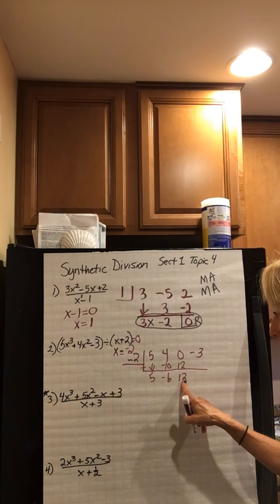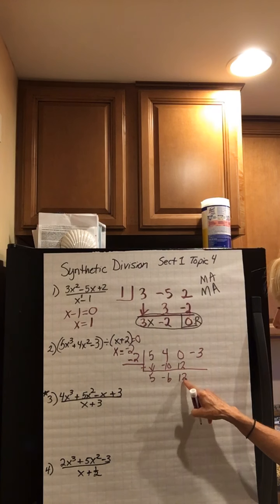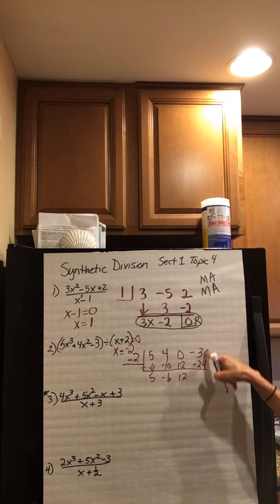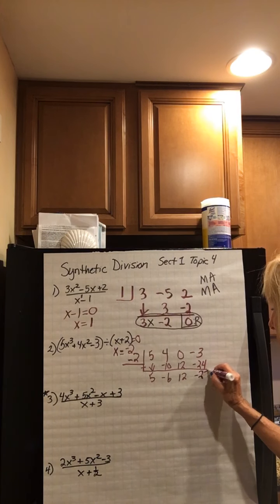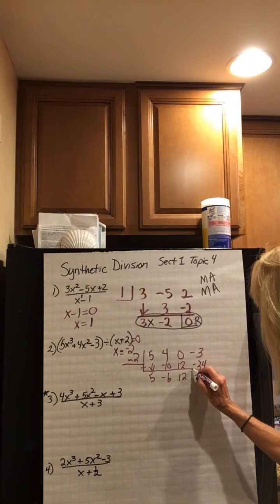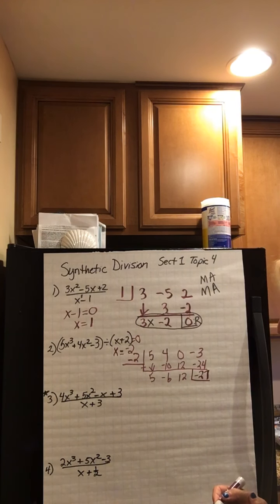Then I'm going to multiply. -2 times 12 is -24. Then when I add, I get -27. And I'm done. That's it. That's simple. Remember, the last one is your remainder.